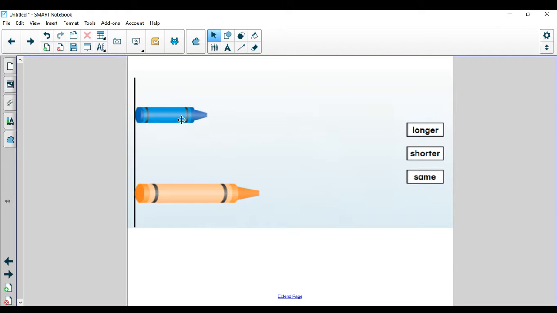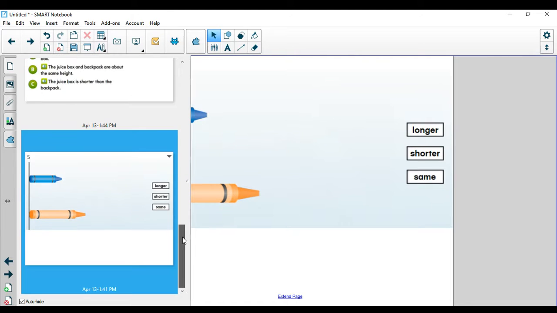When I'm looking at these objects, I can see that they are not the same size. They do not reach the same point if we're comparing the two of them. The orange crayon is longer than the blue crayon. We can say the blue crayon is shorter than the orange crayon. We line up the objects. In this picture, we're using a line, so both the crayons start at the same point, and then we can directly compare them. When we compare things, we look to see which is longer or shorter or the same.